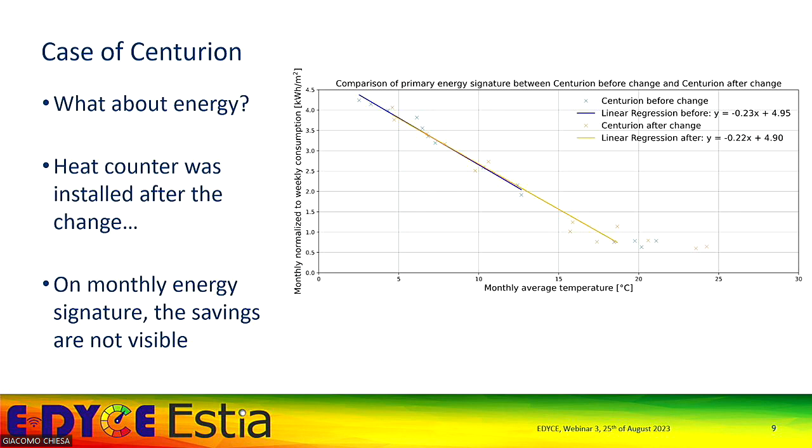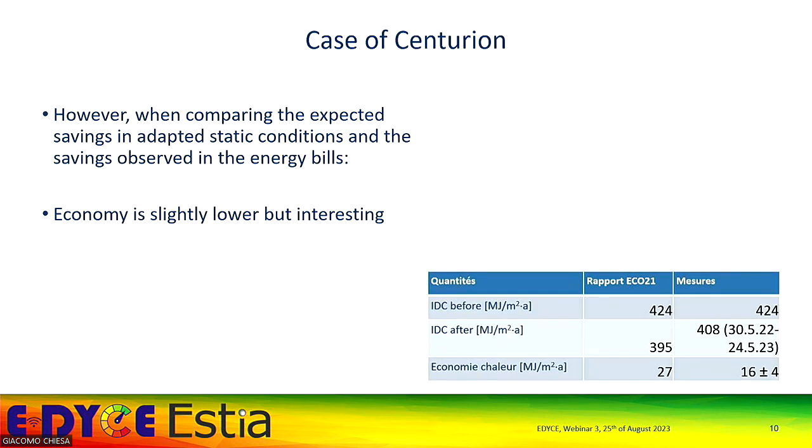And you can see that with the linear regression of the heating, there's no such thing as improvement. Here, yeah, we don't see the difference. So we could conclude that having only the monthly energy bill, if the improvement should be low, the energy signature was not the perfect way to see it. So we looked at the annual consumption.